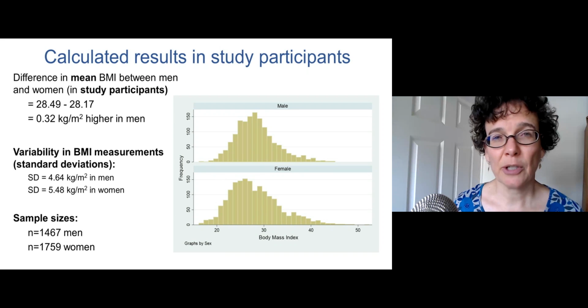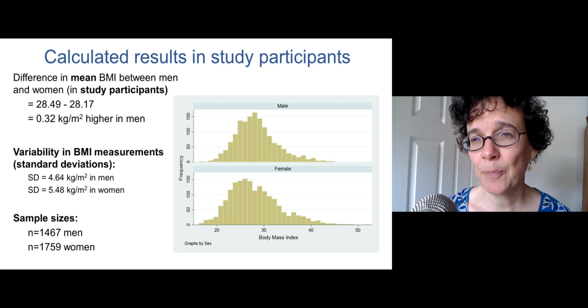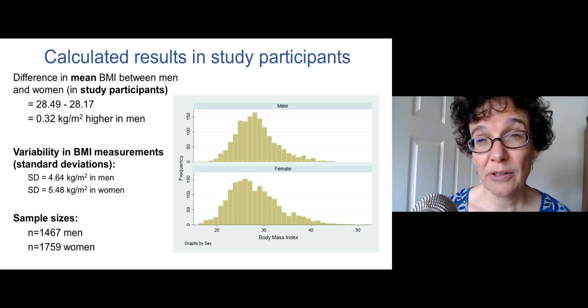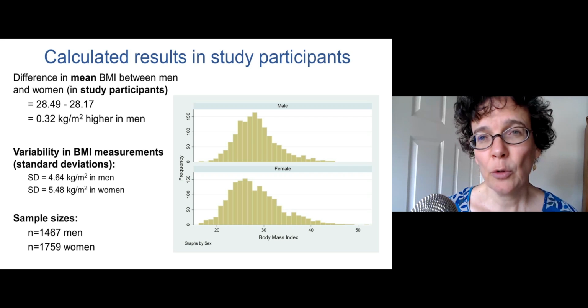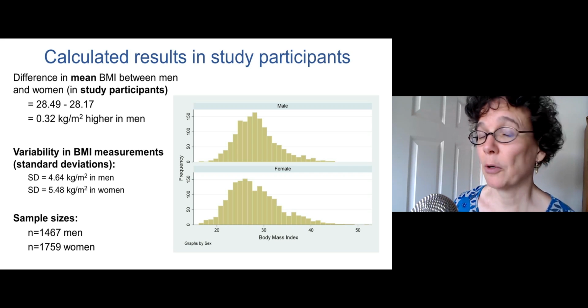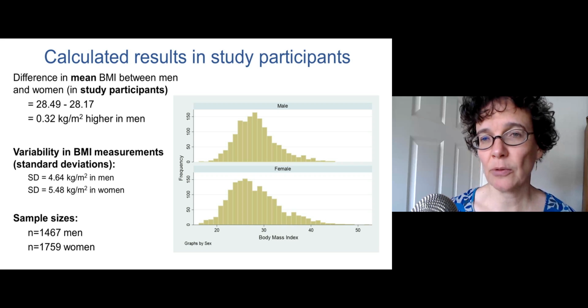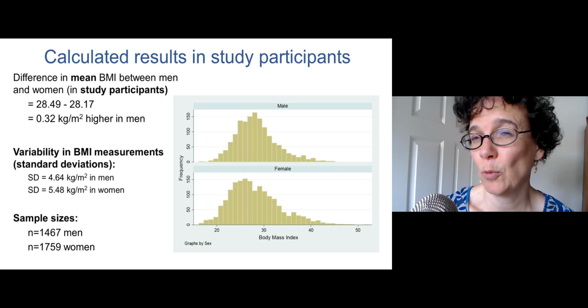The first step is to look at your data, see what the distributions are like in men and women, and compare them. We know BMI in all our study participants because we've measured and calculated it, and therefore we know the mean BMI in men and in women and the difference between them, which is 0.32 higher in men. We can also work out the standard deviations, which are around 5, a little bit less in men and more in women.